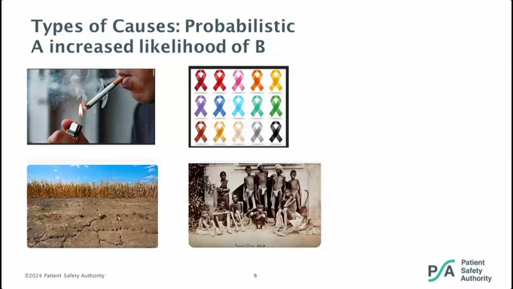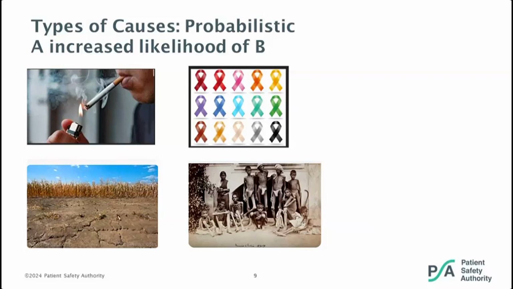A probabilistic cause is a factor or event that increases the likelihood or probability of a specific outcome occurring, rather than directly causing it with certainty. Unlike direct causes, probabilistic causes contribute to the occurrence of an outcome by influencing the likelihood of its occurrence, often in conjunction with other factors.